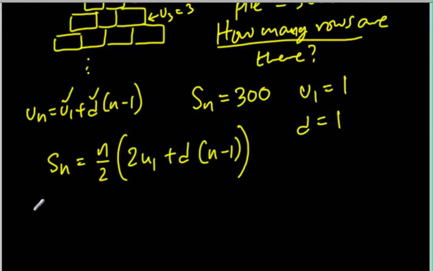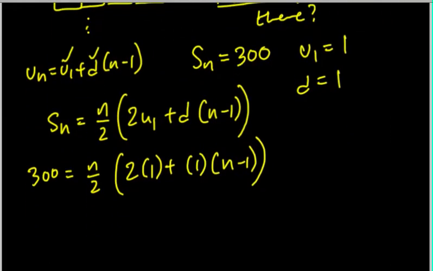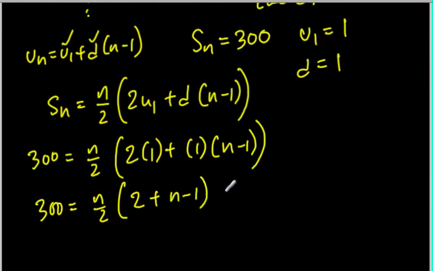So let's plug in some numbers. We get 300 is equal to n over 2 times 2 times 1 plus d, which is 1, times n minus 1. Our goal is to find n, in other words, the number of rows, the position in the sequence. Let's simplify this: n over 2 times 2 plus n minus 1, which is n over 2 times n plus 1. So 300 is equal to n over 2 times n plus 1.